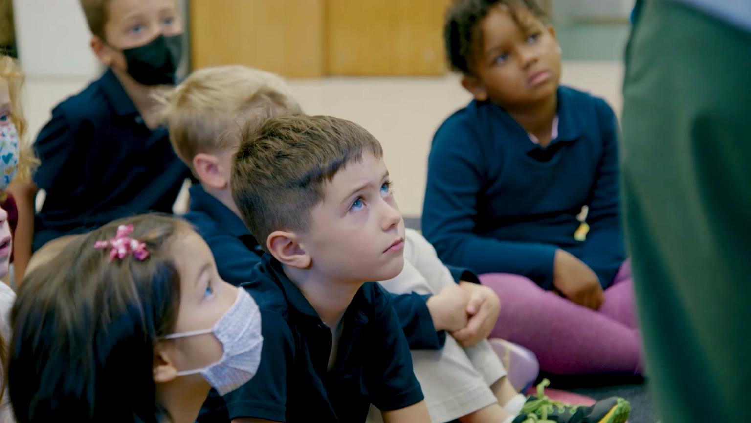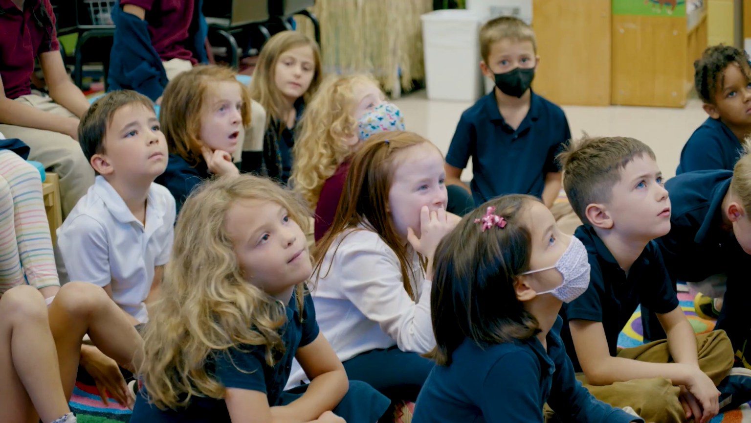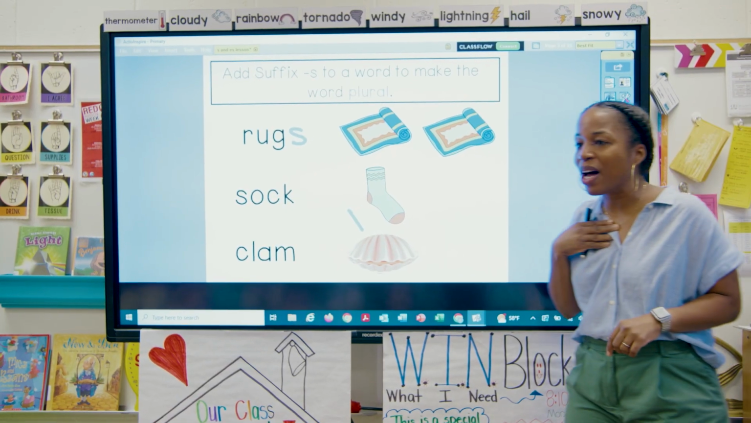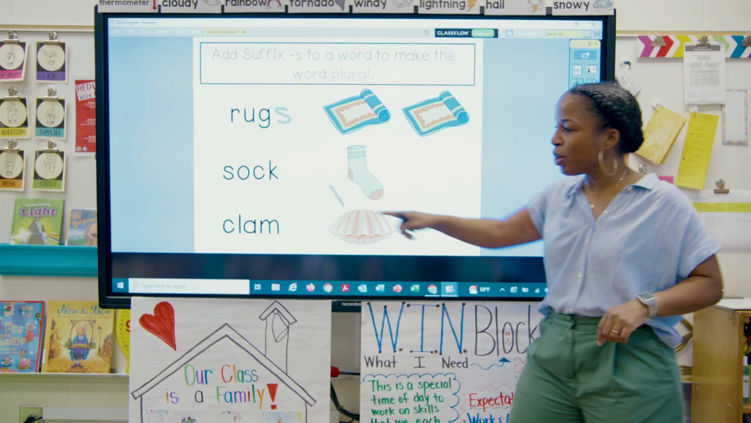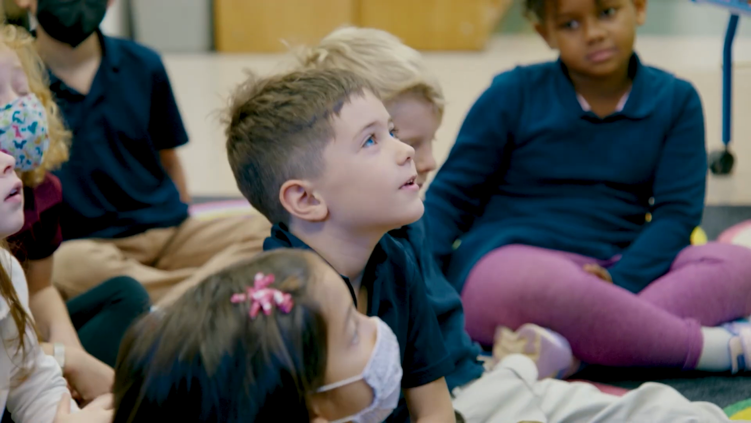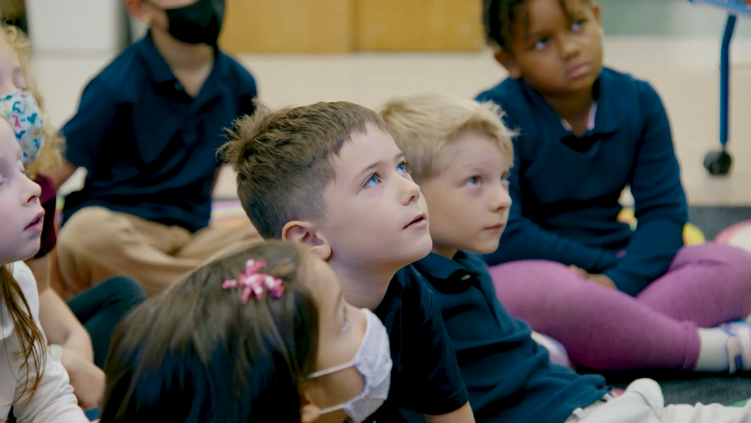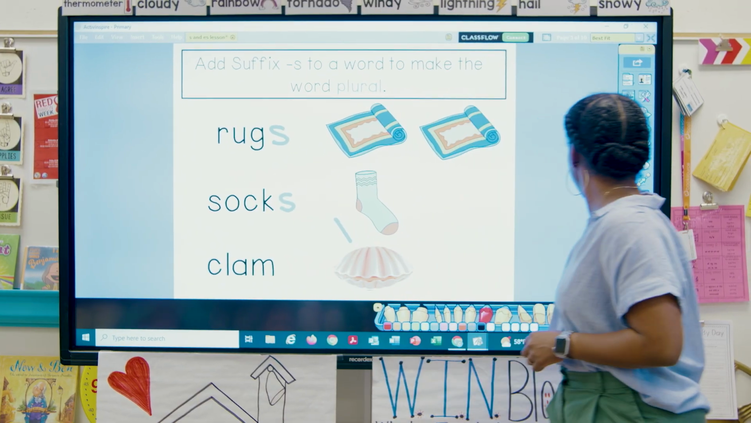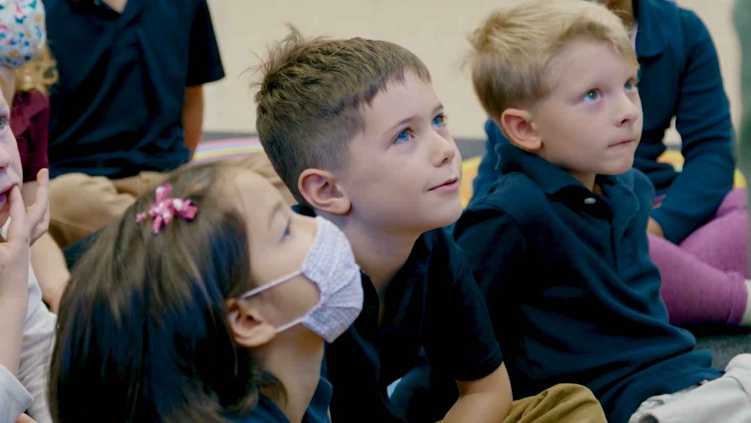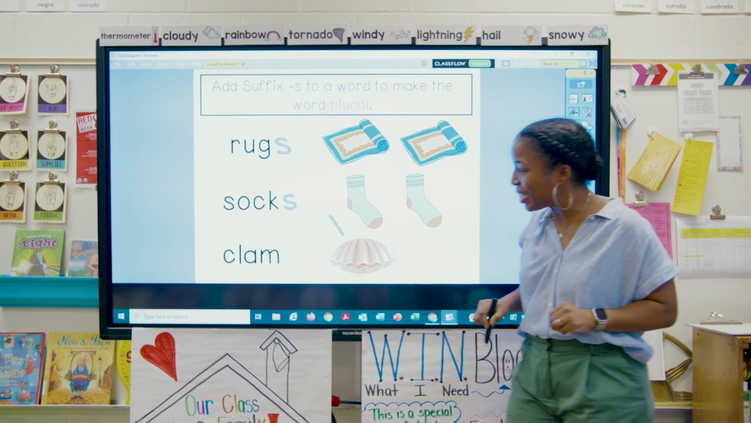So let's do some more. After Dr. Miller models how adding S makes a word plural, her students jump in to practice together. Who can read the next word for me? Charlie. Sock. Sock. Good. So we're going to go ahead and add suffix S. Charlie, what word do we have now? Socks. We now have two socks. Good. Let's do the last one.